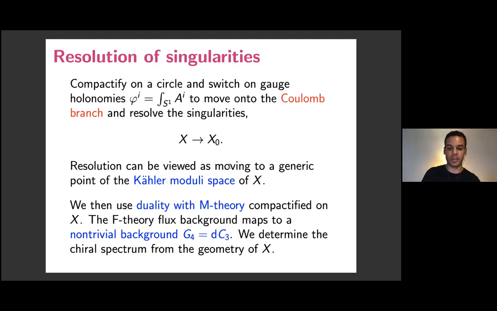We then use duality with M-theory compactified on X, and the flux background under this duality maps to a non-trivial background for the M-theory flux G4. And so in practice, what we actually end up doing is, rather than starting with the geometry of the singular elliptically fibered Calabi-Yau background in the F-theory frame, we work with what you might think of as an ansatz for a flux background in the M-theory frame, and we determine the chiral spectrum from the geometry of X.